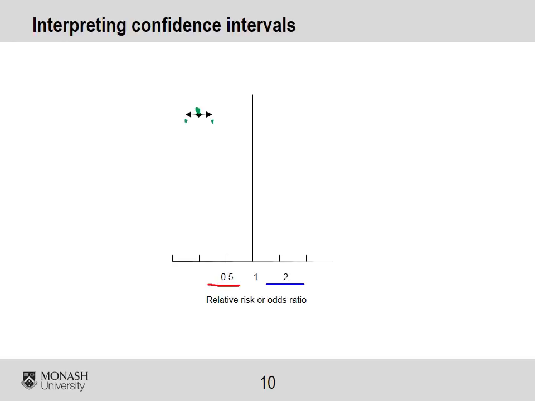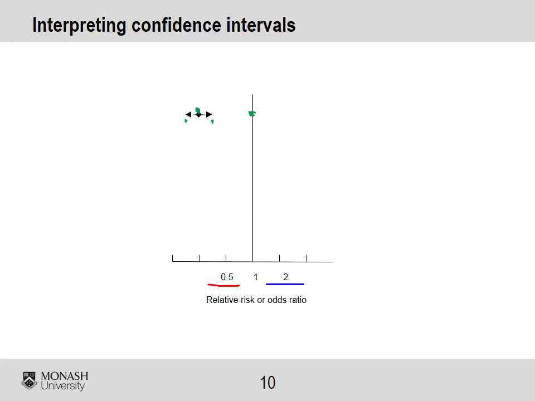Now, the fact that these confidence intervals don't cross over or don't include 1 is also quite significant, no pun intended. The fact that it doesn't include 1 tells us that this result that we're seeing is statistically significant. If the confidence intervals were to include 1, then this would tell us that the result is not statistically significant, because there's a chance that it also includes 1.